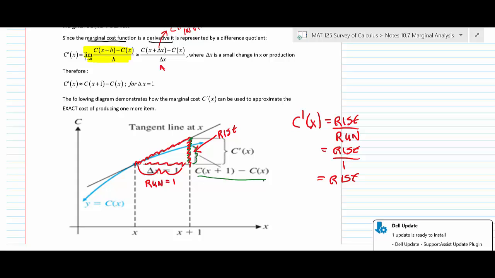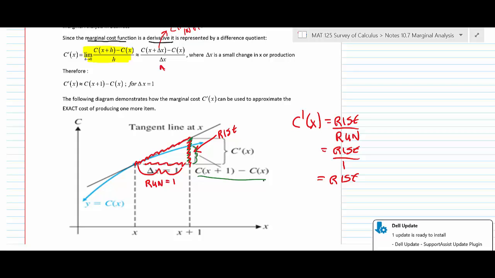Okay, that's the idea. That's a little hard, I think, for students sometimes to wrap their head around, but that distance there is the slope of the tangent line. Is that making sense? This thing right here is the exact cost of that item, because it's this y value minus that y value, therefore it's the distance from there to there.